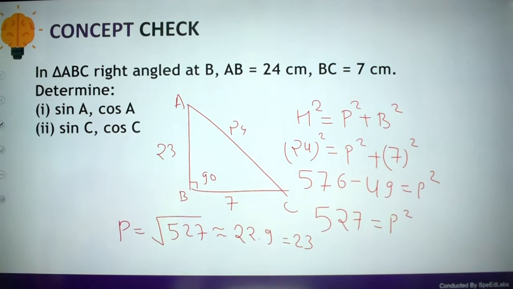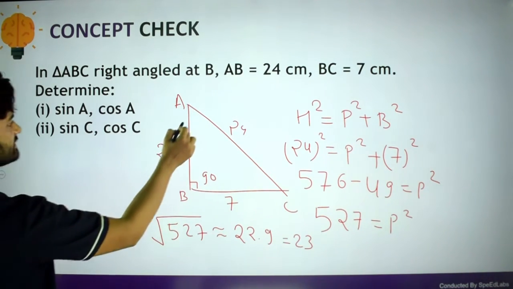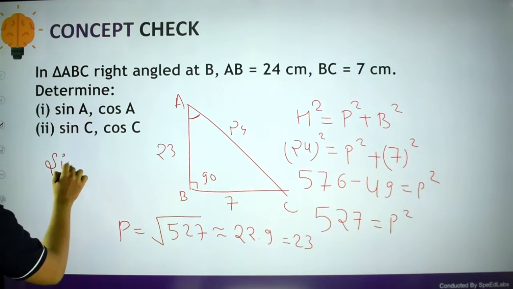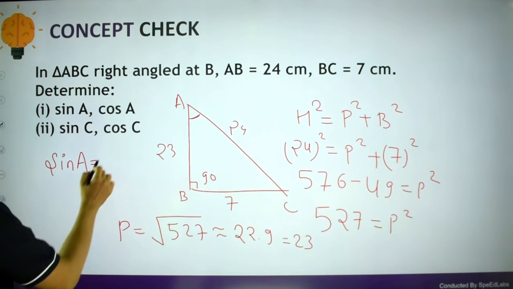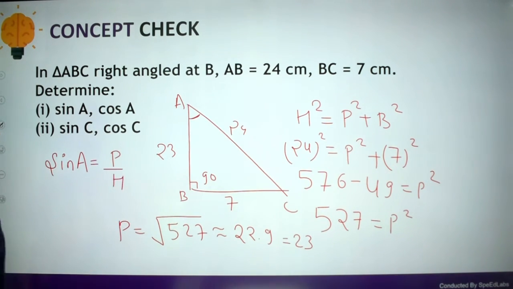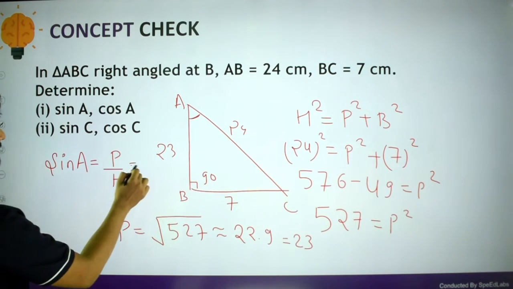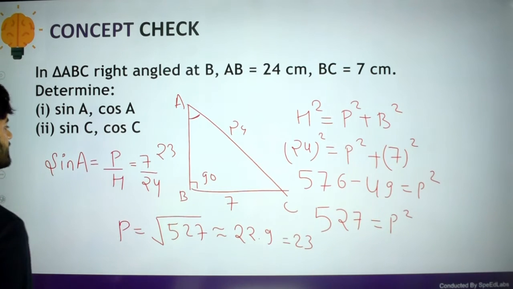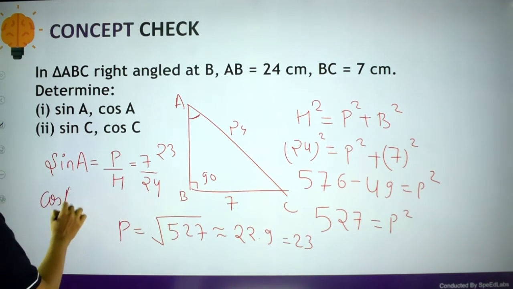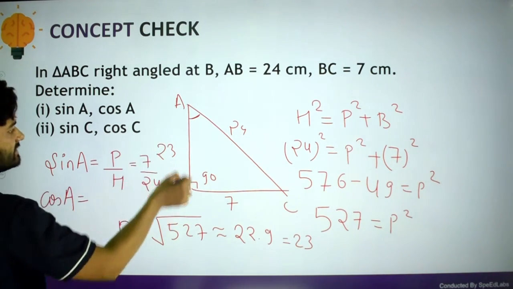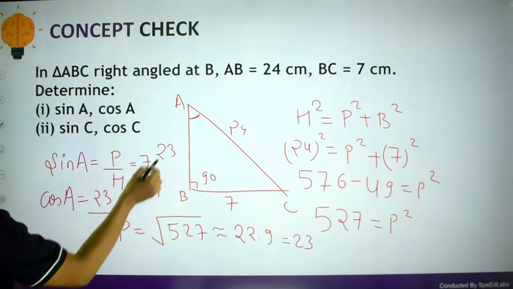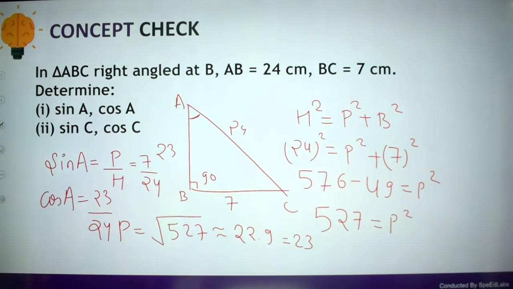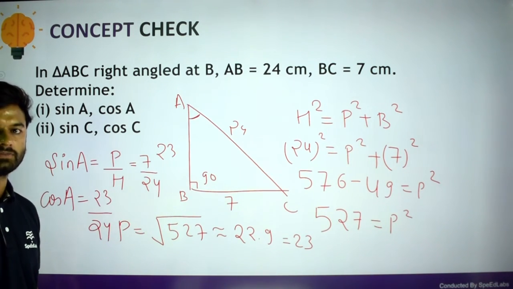Now you need to find sine A. What is sine A? Sine A is perpendicular upon hypotenuse. The perpendicular is this 7 and the hypotenuse is 24. This is your sine A. What is cos A? Cos A is base upon hypotenuse. The base is 23, and the hypotenuse is 24. So this is how you can solve it and get the value.